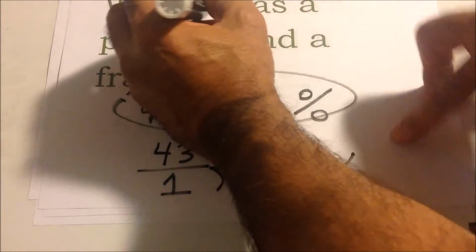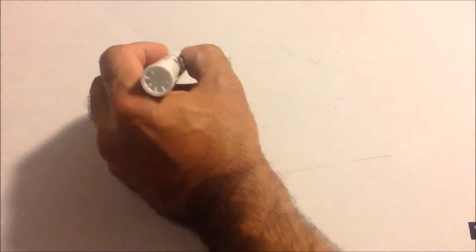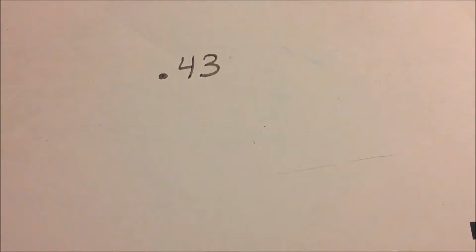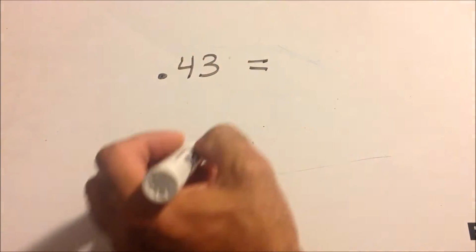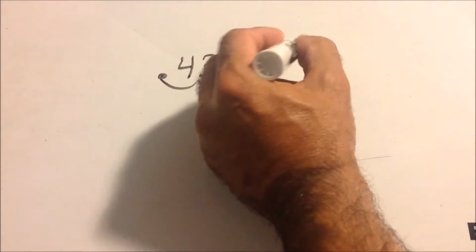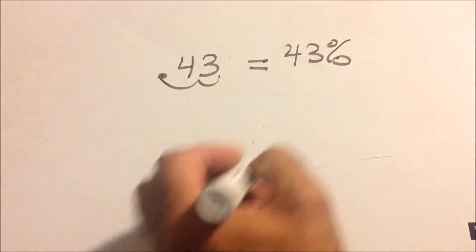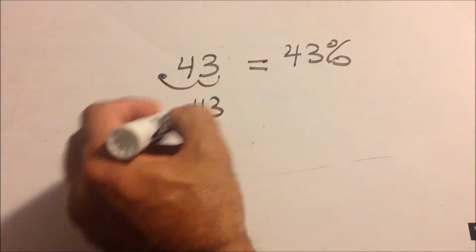What if we had 0.43? So here's 0.43. What's that as a percent? Just move it twice. 43%. And the fraction, 43 over 100.